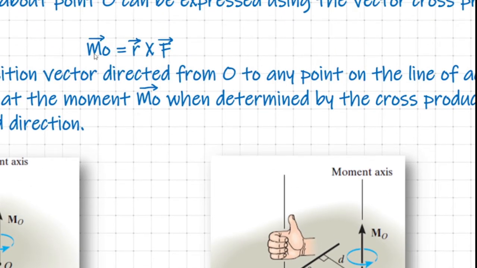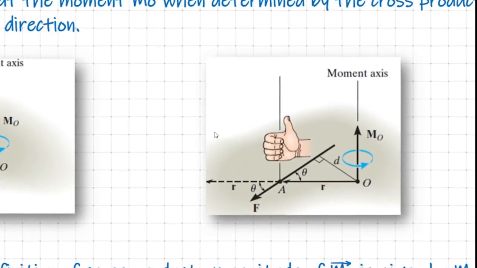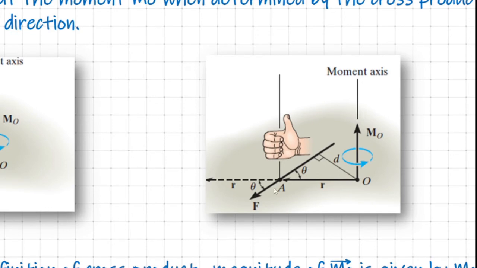Now let us investigate what will be the direction of vector MO. As per the cross product operation, we know that the direction of MO should be perpendicular to the plane containing vector R and vector F. Look here. This is my vector R. This is my vector F. So it lies in the same plane. It does mean that my vector MO should be perpendicular to this plane. So it matches with our earlier perception. That means the moment vector must be perpendicular to the plane containing R and F.